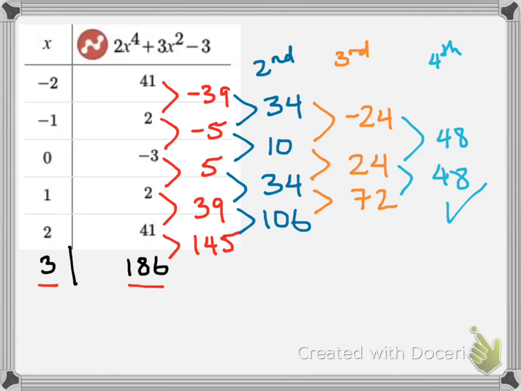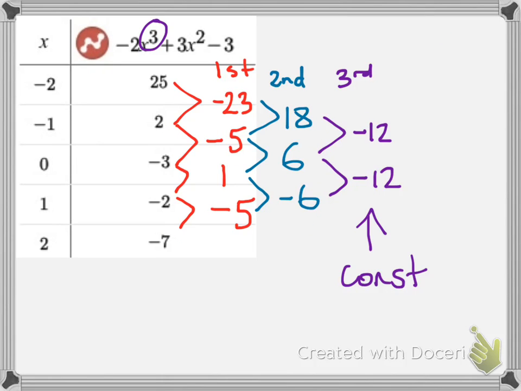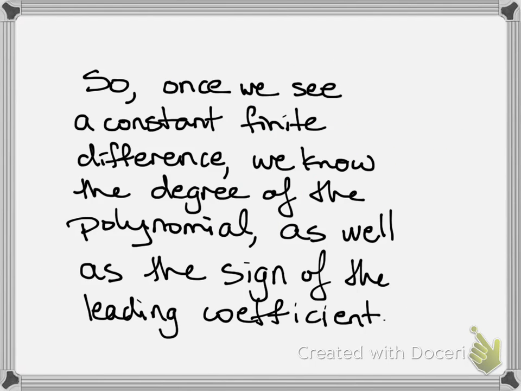Now, more than that, I want to point out one other thing. The sign of these fourth differences is positive, and the sign of the leading coefficient is positive. Here, the sign of these differences is negative, and the sign of the leading coefficient is negative. What that means is that once we see a constant finite difference, we know the degree of the polynomial, and we know the sign of the leading coefficient.